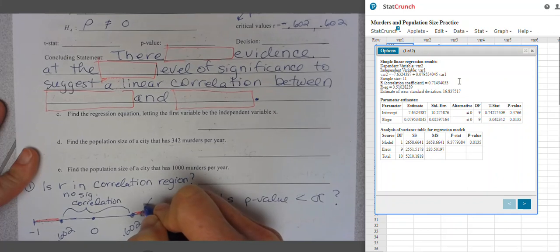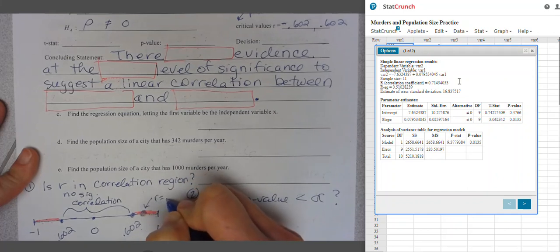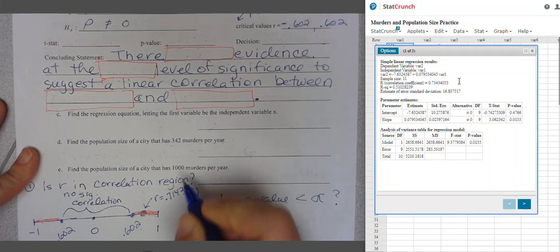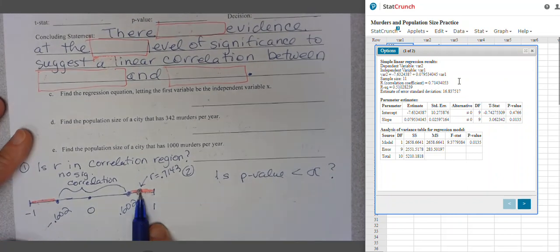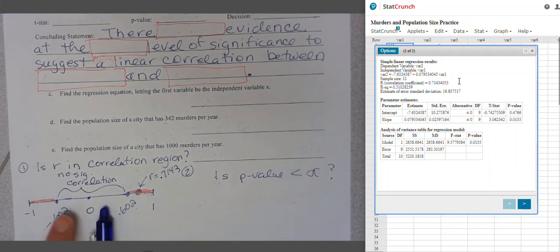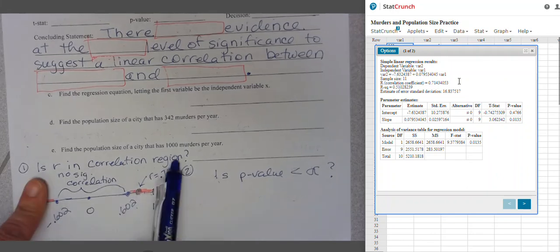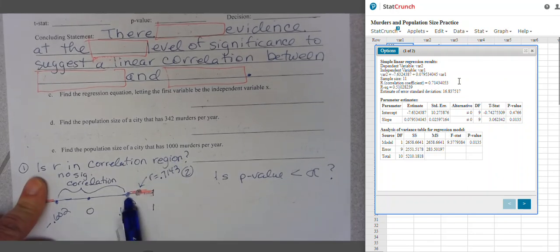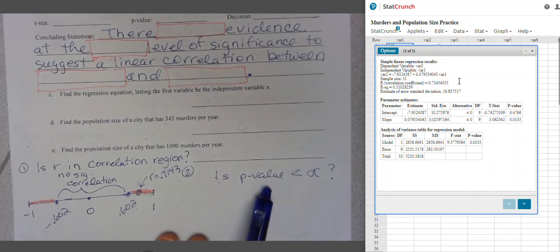This is R, which is equal to 0.7143. So we do have strong linear correlation. R is in this red area, that correlation area. So we do know that we have significant linear correlation by the first method. And the first method is using critical values in R, okay? And there's another way to decide if we have correlation.